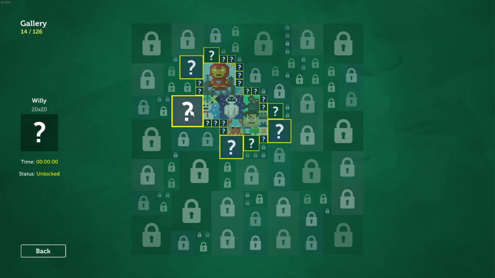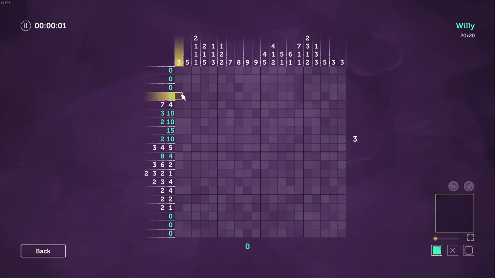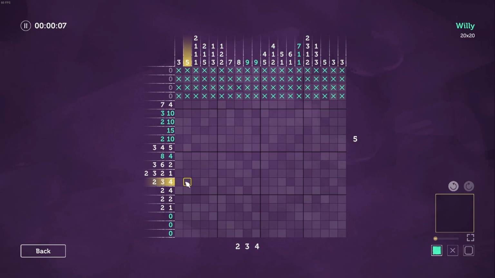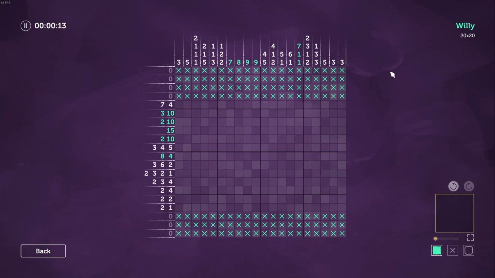Today I think we're going to do this large 20 by 21. Have an easy start with a couple 0 clues, so we can just say there's nothing on those rows. And then I suppose we should start with the biggest clues. The 15 is really large.